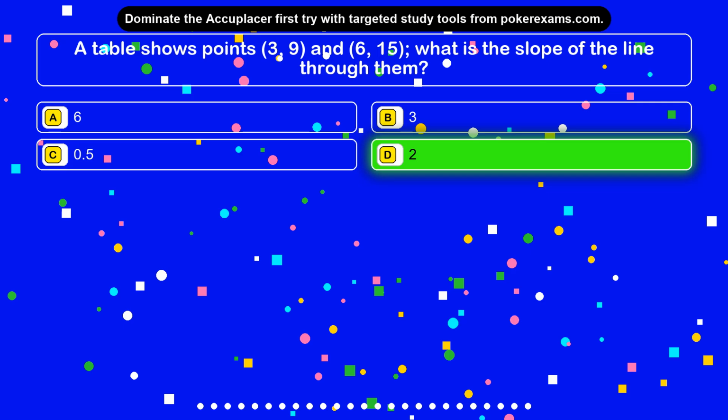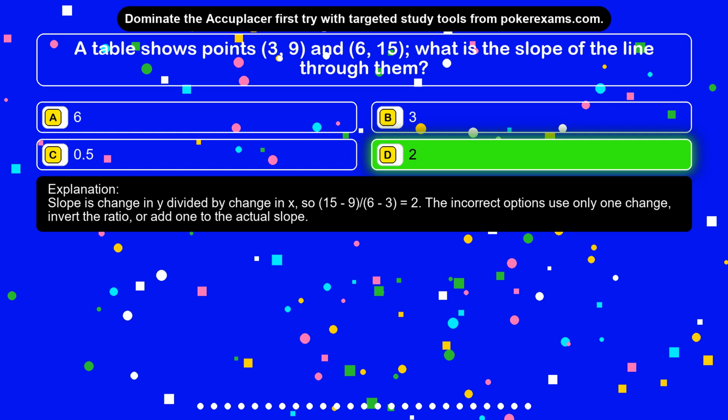The correct answer is option D, 2. Slope is change in y divided by change in x, so (15 - 9) / (6 - 3) equals 2. The incorrect options use only one change, invert the ratio, or add 1 to the actual slope.